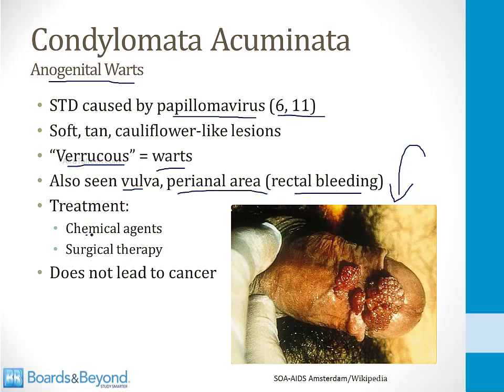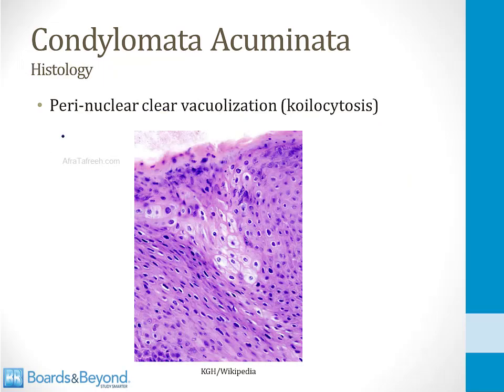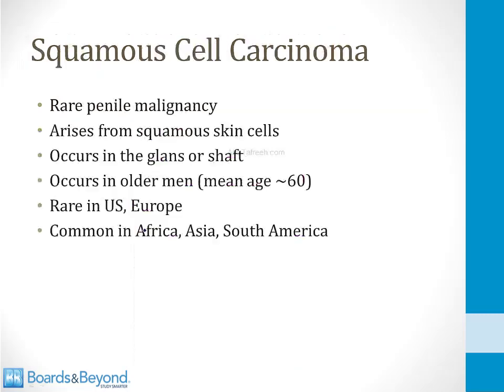The treatments are with various chemical agents that resolve the warts or surgical therapies, and importantly, this does not lead to cancer. You may be aware that certain subtypes of HPV can cause cancer, but not the same subtypes as those that cause genital warts. There is one histologic hallmark of condyloma acuminata that you should be familiar with. This occurs in many cases of HPV infection. Cells that are infected with the virus will show perinuclear clear vacuolization, which is called koilocytosis. What this means is that the nucleus will look sort of raisin-like and surrounded by clear space inside of the cell. That's what's shown right here. That's called koilocytosis seen in HPV infection.